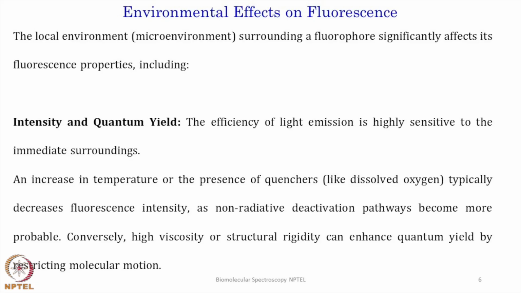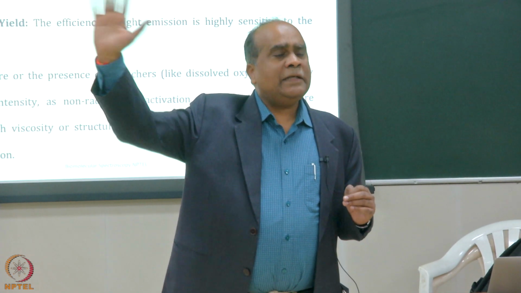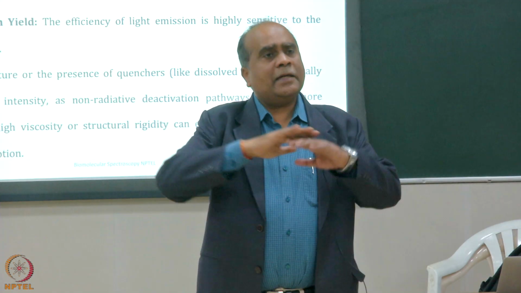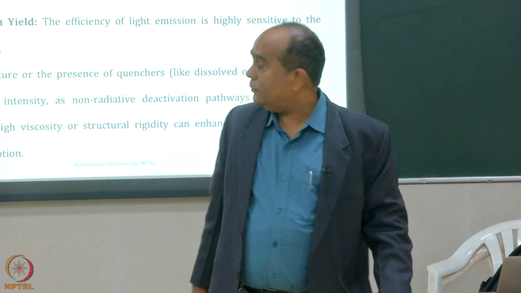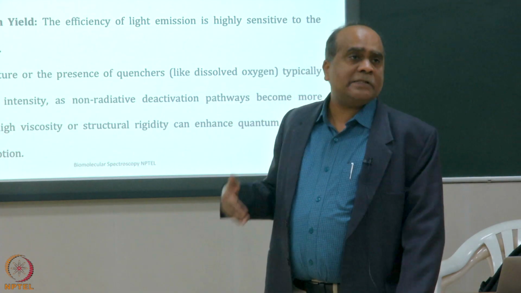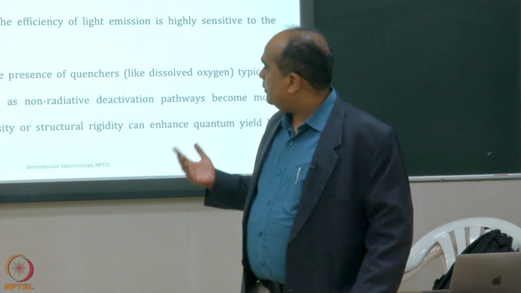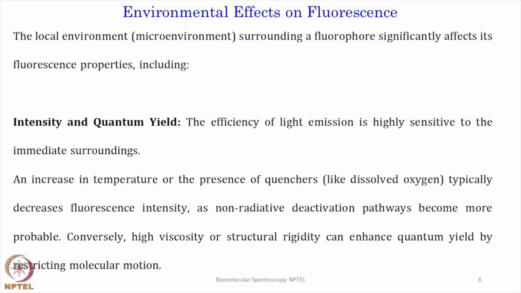What it changes? The intensity changes, the wavelength changes, and also the quantum yield changes. You remember what was quantum yield? The ratio of the radiative photons that is coming, divided by total radiative plus non-radiative photons, that is a quantum yield. How efficient a probe is, that is measured by quantum yield of a probe, right. So, that is the efficiency.